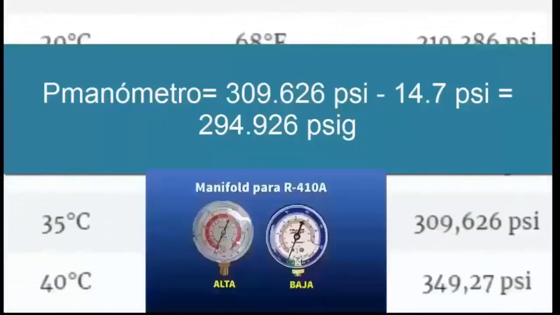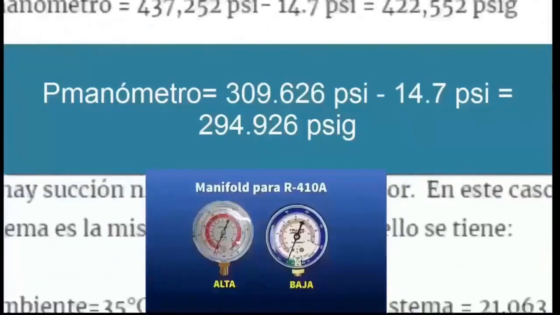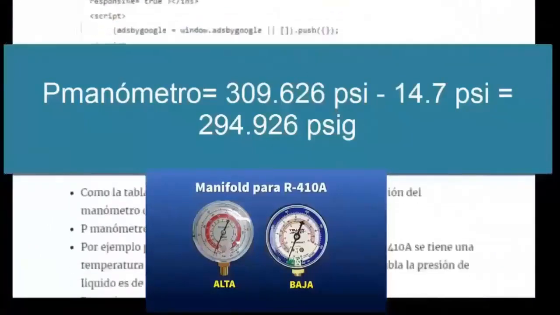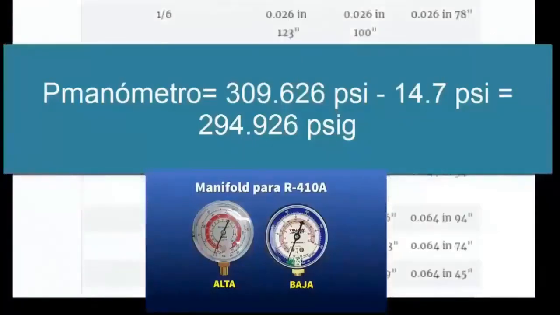Since the equipment is now turned off, both the high and low pressures would read the same, with a value of 294.926 psi. Remember that in the description part, there are links to find additional information.